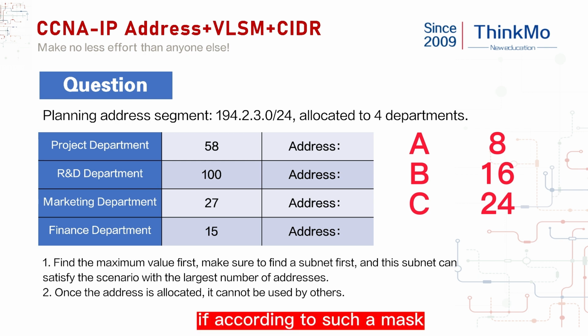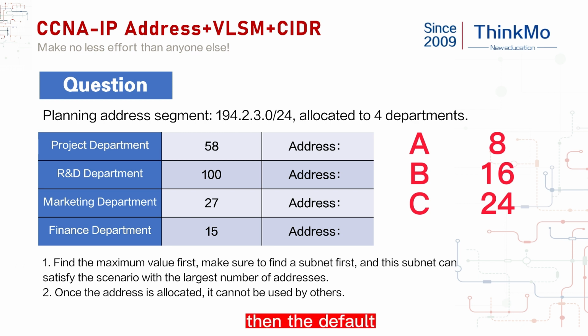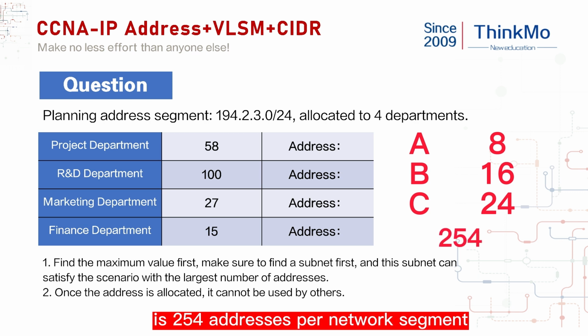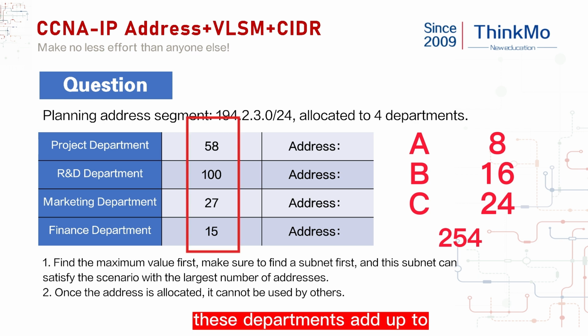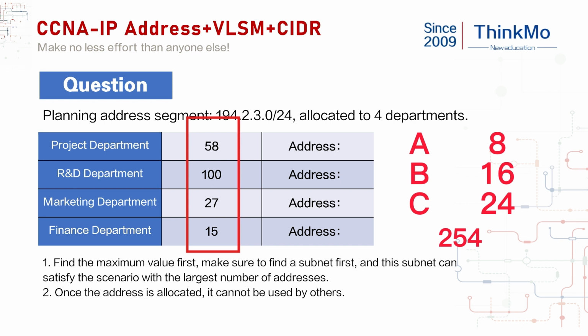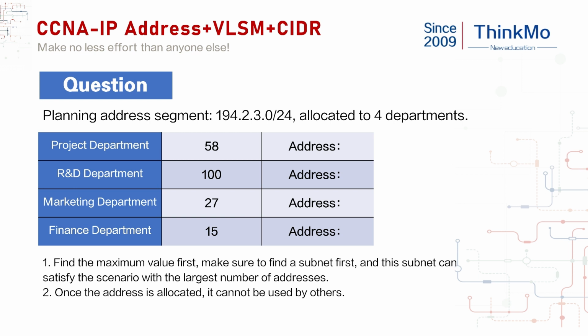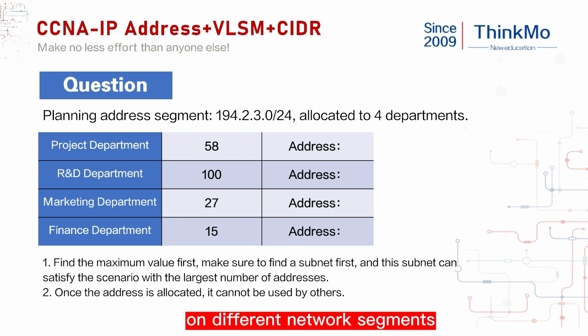If according to such a mask, Class C must have only 8 host bits. Then the default is 254 addresses per network segment. You will find these departments add up to 200 people in total, so 254 addresses are enough. That explains, if there is a Class C address, 200 people are enough. But now if you don't do subnetting, that's not enough, because I want them to be on different network segments.